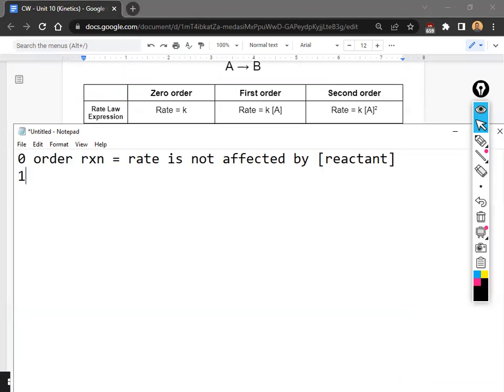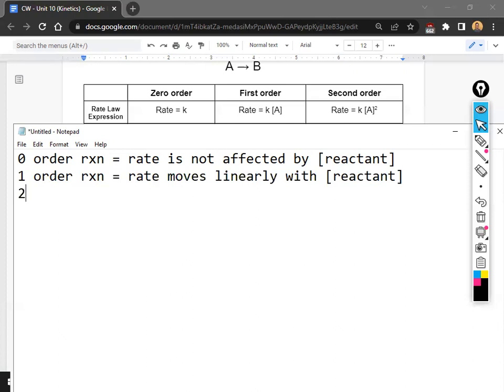Okay, first order reaction. An easy way to think about first order reactions is that the rate moves linearly with the reactant concentration. Basically, if you double the reactant concentration, the rate doubles. If you triple it, it'll triple. Quadruple it, it'll quadruple. It just moves in a linear fashion.